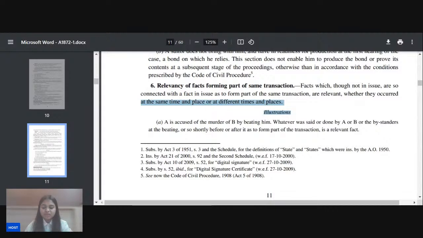Now, what do you mean by the term res gestae? Who can tell me the meaning of res gestae? Very good, Saurabh and Sukriti. Can you all tell me what you mean by res gestae? Facts forming part of same transaction. The relevancy of facts forming part of same transaction. When we come to this term, what is its meaning? Res and gestae. What is the meaning of res gestae? Section 6, res gestae. What is the meaning?